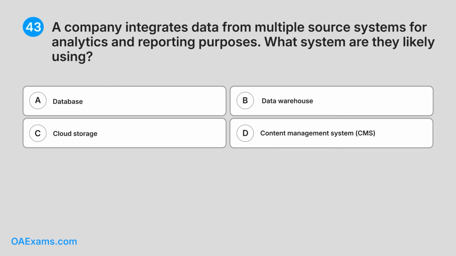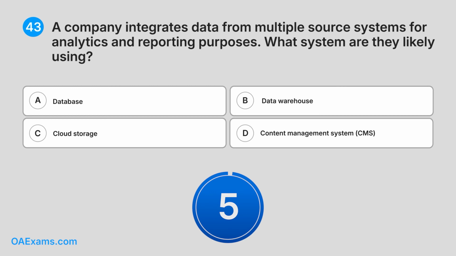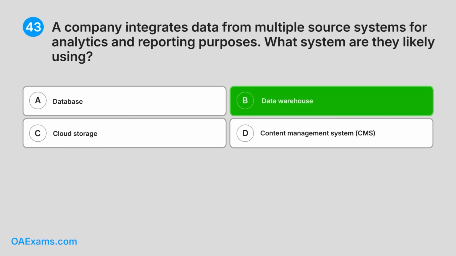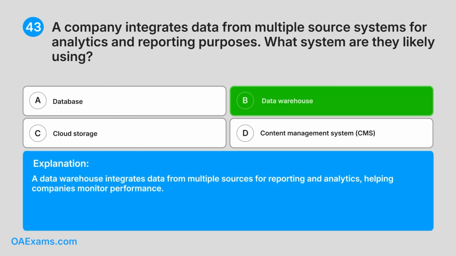43. A company integrates data from multiple source systems for analytics and reporting purposes. What system are they likely using? A. Database. B. Data warehouse. C. Cloud storage. D. Content management system. What do you think is the answer? Correct answer. B. Data warehouse. Explanation. A data warehouse integrates data from multiple sources for reporting and analytics, helping companies monitor performance.